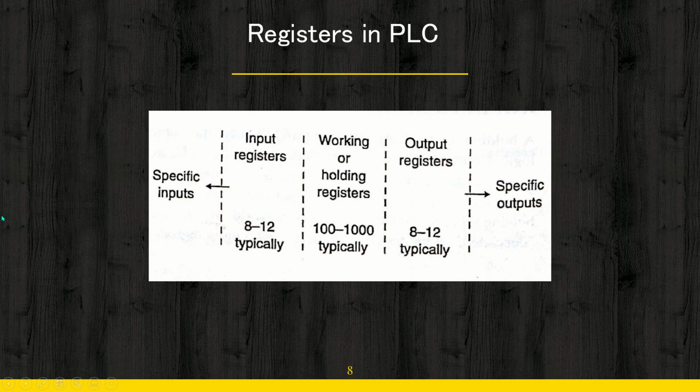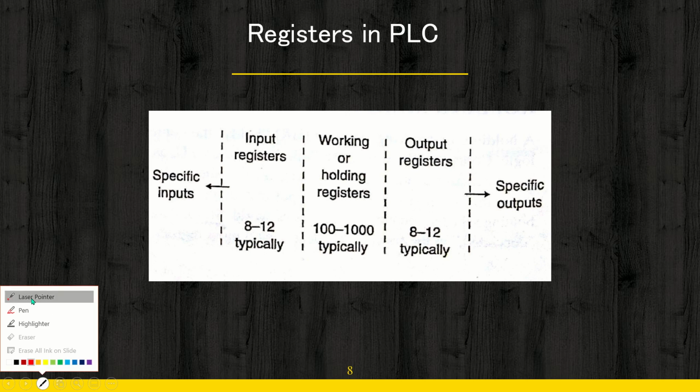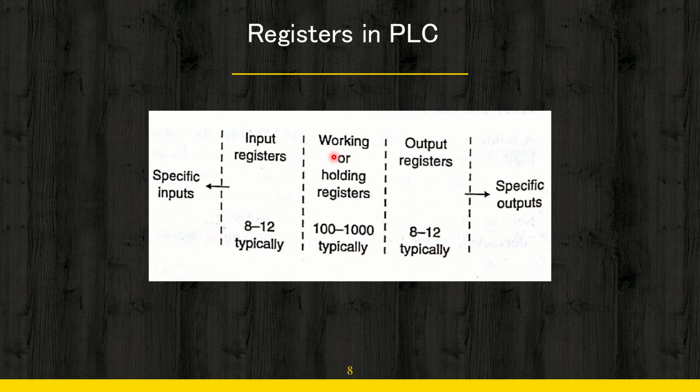Now let us get a conceptual diagram of how these registers are situated in the PLC. You see that these working or holding registers are large in number in comparison to the input or output registers. They are there at the central part of the PLC. So these working or holding registers are there within the central processing unit.